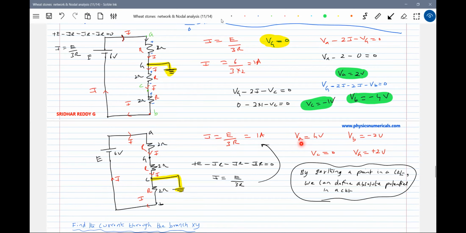Okay, how does it become VA 4 volt? Again the loop equation: VA minus 2I, R is the resistance 2 ohm, no? Minus 2I minus VC equals 0. Like this, we can write.